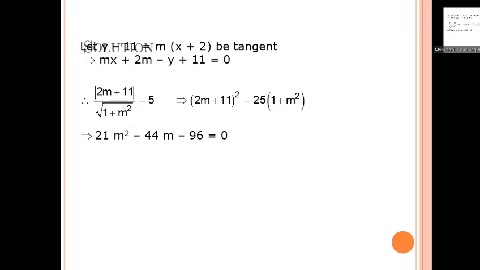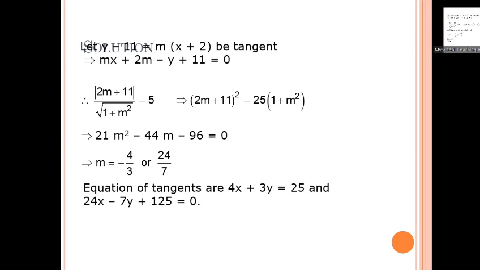This is the same equation, right? Yes, sir. So those are the equations of tangents.